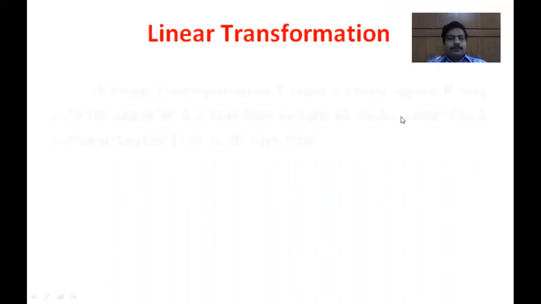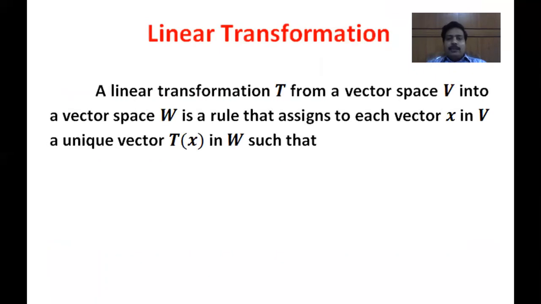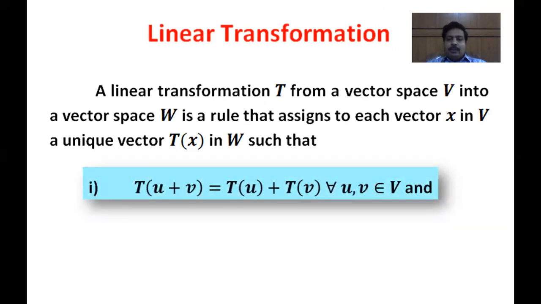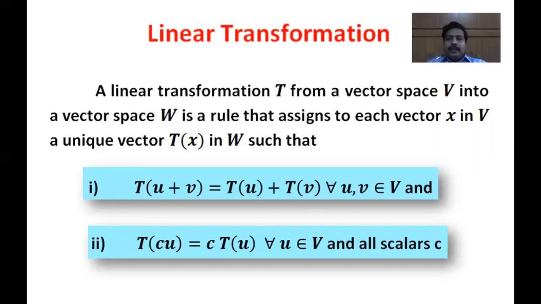And let us recall the definition of linear transformation also. A linear transformation T from a vector space V into a vector space W is a rule that assigns to each vector x in V a unique vector T(x) in W, such that here also we have two properties: T(u + v) = T(u) + T(v) for all u, v in V, and T(cu) = cT(u) for all u in V and all scalars c.